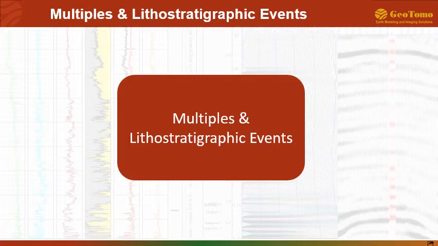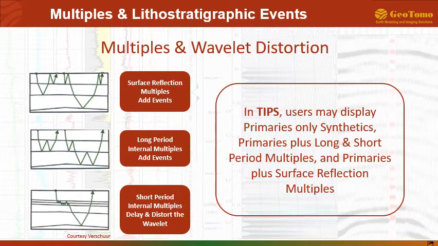Now, multiples and lithostratigraphic events. These cartoon diagrams show ray paths of surface-related multiples, long-period multiples, and short-period multiples. Surface and long-period multiples add events, while short-period multiples delay and distort the wavelet. TIPS allows the user to display primaries only, primaries plus long and short period multiples, and primaries plus surface reflection multiples.